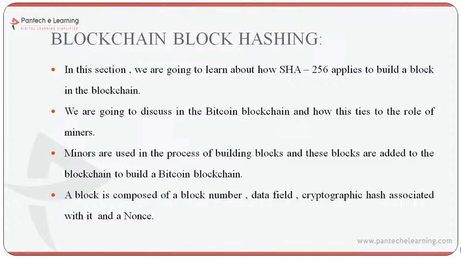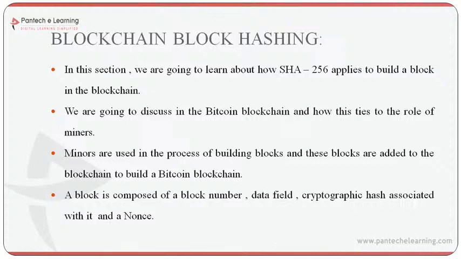Whenever we have a blockchain, a block consists of a block number. It has a data field, which contains the input data, and a cryptographic hash. Using that hash function, the variable length string is converted into a hash, which is a fixed length sequence. And a nonce, that is a number that can be used only once. It denotes the restrictions that can be placed on the difficulty level.